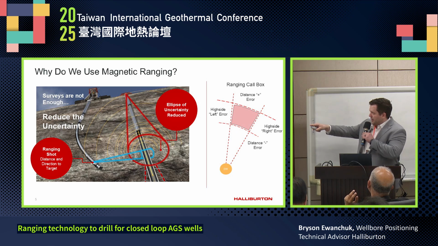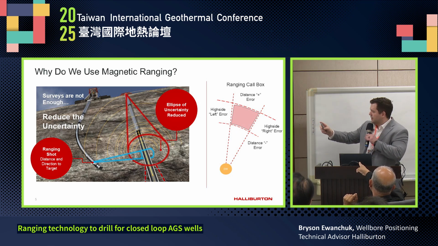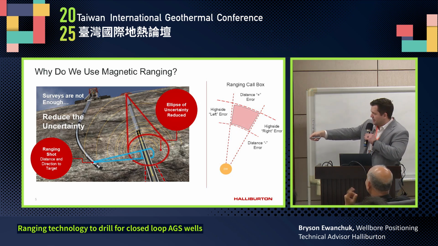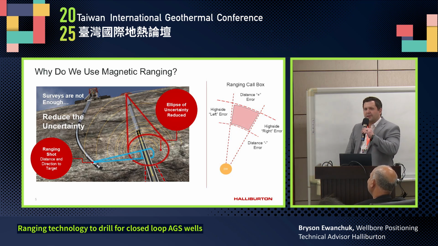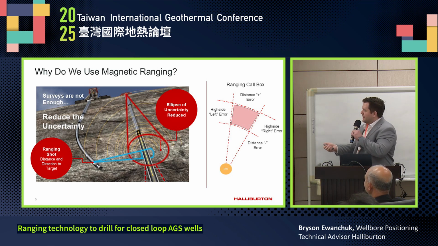On the drilling well there, okay, gotcha. There we go. So this blue pizza slice here, you guys can all see that? This is what we call a magnetic ranging shot. I'm going to explain what that is.